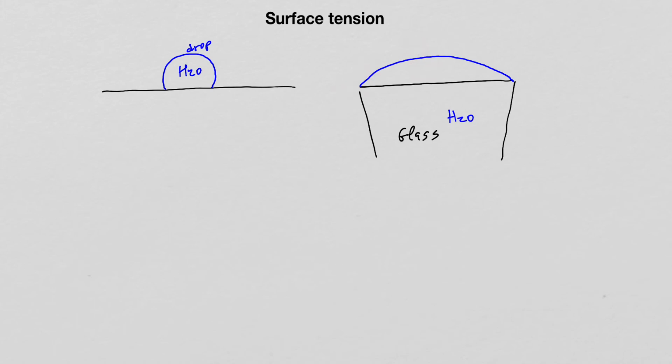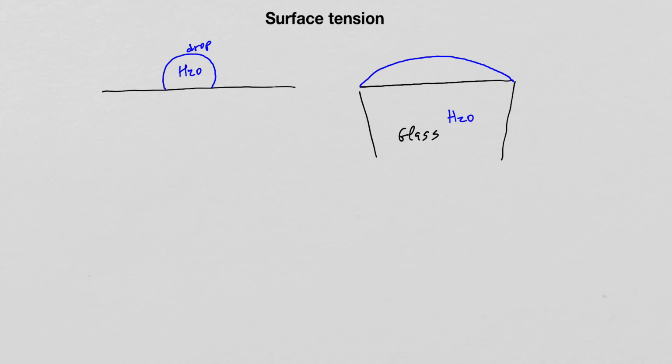But you know that if you add more water than the glass can hold, just the reasonable amount, you are going to achieve this type of shape of the water above the glass. So why does it not just spill? This is because of surface tension. So what is surface tension?